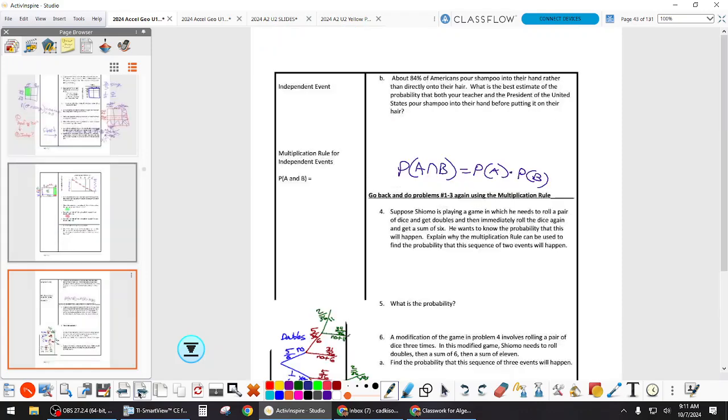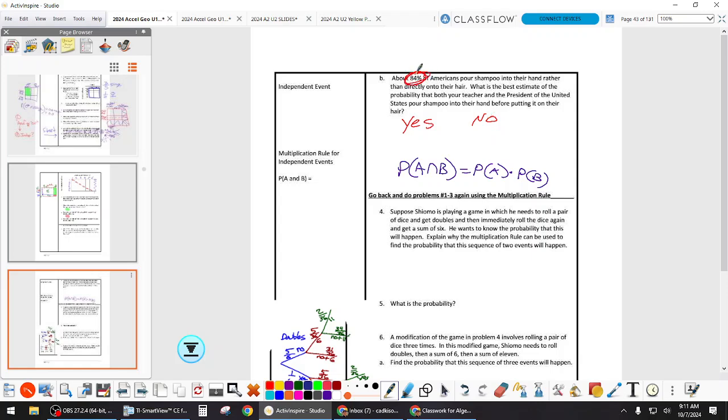Look at the next page. 84% of Americans pour shampoo into their hand rather than on their hair. Again, it could be a yes or a no kind of question. Yes, they do it, no, they don't. So it's 50-50. And then you run your probability as 50-50 and miss that it's actually 84-16.